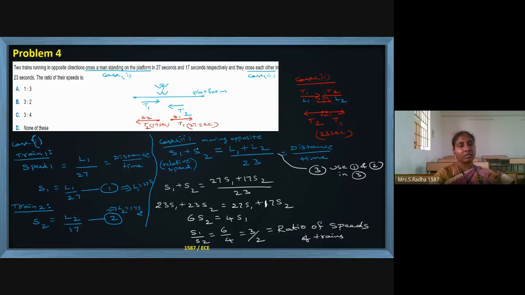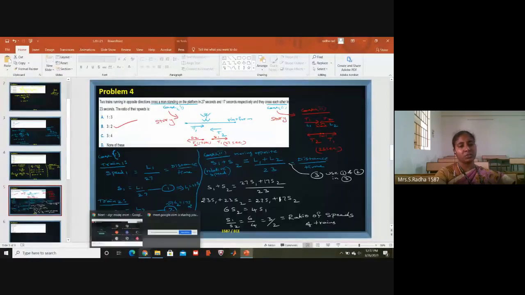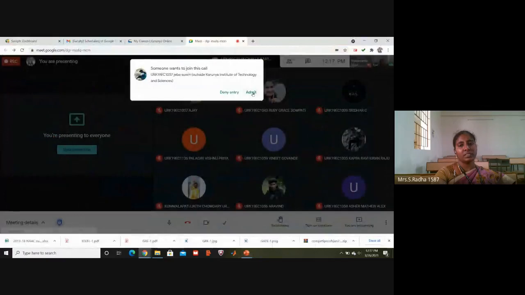The color is white, so it is not visible. Case 1, this diagram explains, and case 2, this explains what is happening in case 2. In case 2, I am writing the equations, substituting L1 in terms of S1 and arranging properly. S1 by S2 I am getting as 3:2. The ratio of speeds of the trains is 3:2.